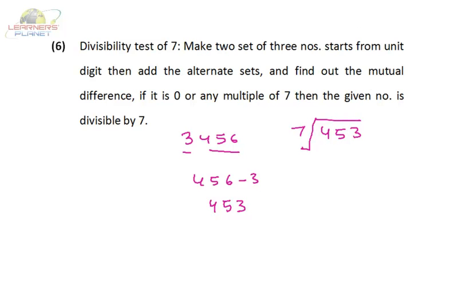So 7 6s are 42. It's 3. I take 3. 7 4s are 28. We are getting the remainder as 5. That means 453 is not divisible by 7. Hence, finally, this number 3456 will not be divisible by 7. Okay. Now let's take one more example.